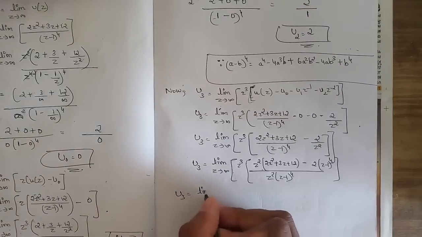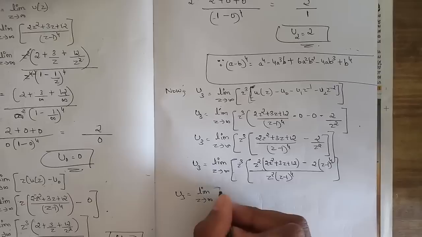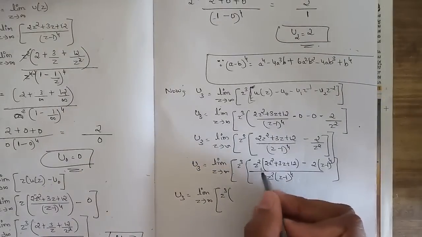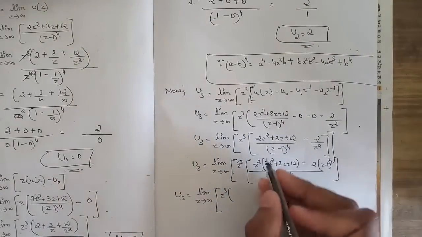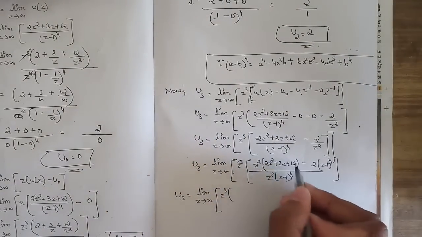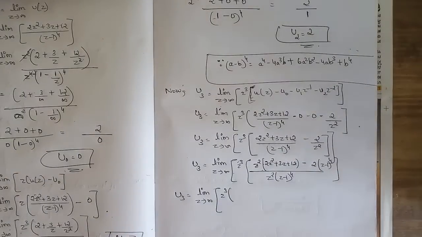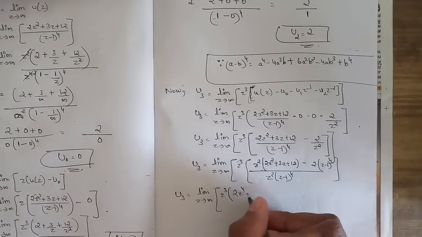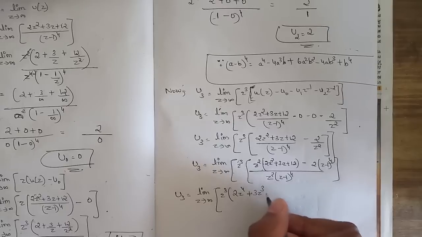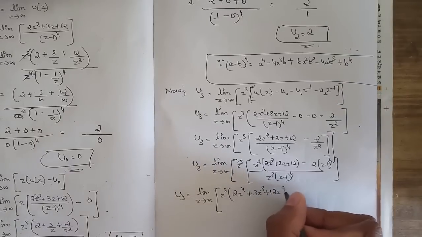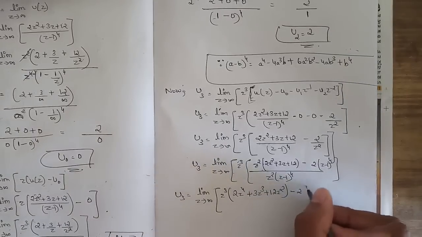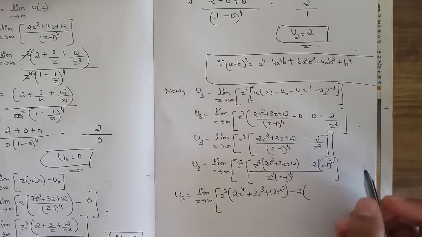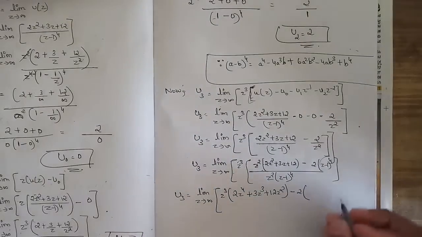So now u3 becomes z cube into, z cube is outside, and now let's multiply z square to each of the terms. So it becomes 2z to the power 4 plus 3z cube plus 12z square minus 2 into, now we are going to apply this a minus b whole to the power 4 formula. Okay, we have written it, right? So what does this become?